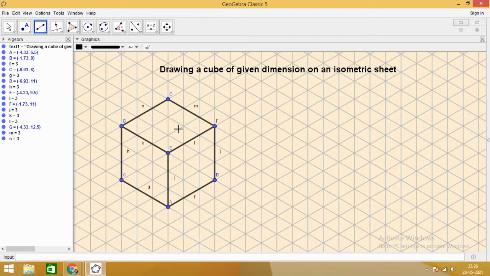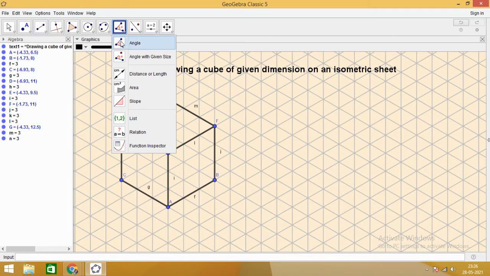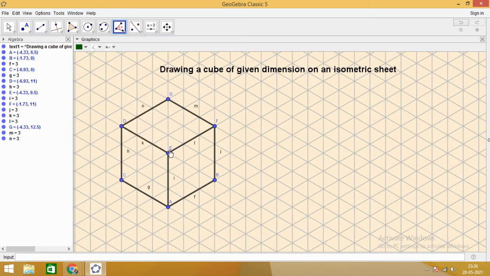So how it is inclined, that is very, very important. So you see the angle between the edges from this point E. Let us see what is this measurement. So angle AEF, you will notice that it is 120 degrees. Similarly, if we try to see what is angle DEA, it is also 120 degrees, and the remaining angle is also 120 degrees.